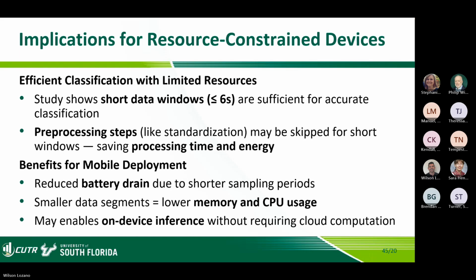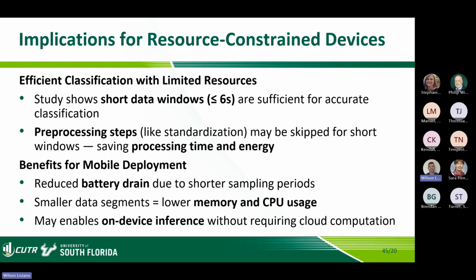Implications for resource-constrained devices. Efficient classification will limit the resource use. The study showed that short data windows are sufficient. That was like the first question: can short bursts of data collection be enough to classify passenger versus drivers? Preprocessing steps like standardization may be skipped for short windows, saving processing time and energy.